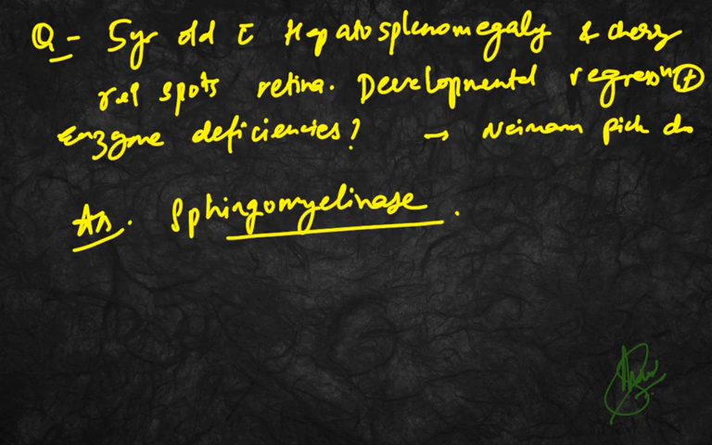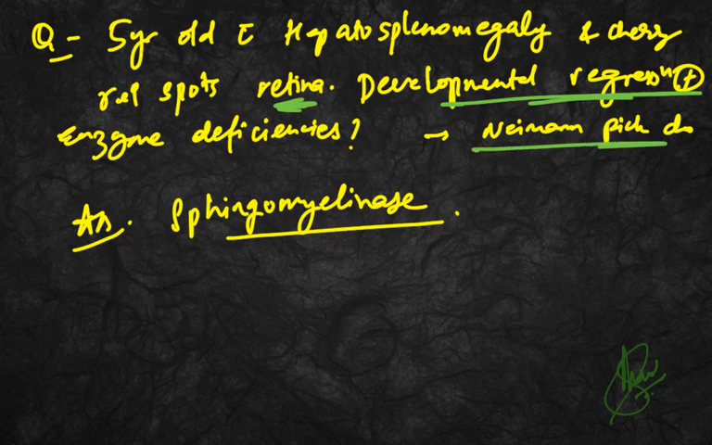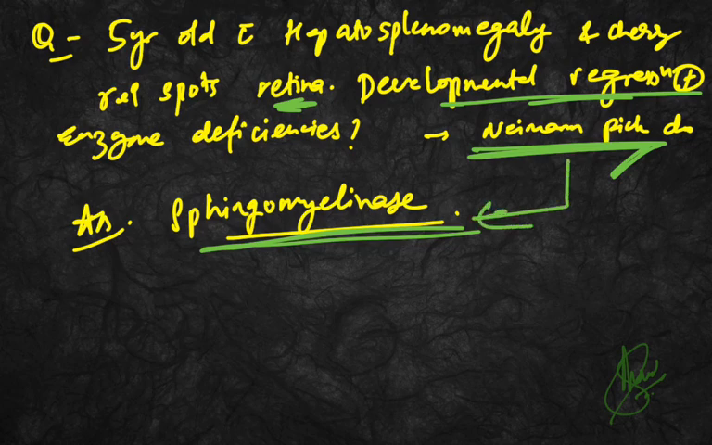Now a 5-year-old with hepatosplenomegaly and cherry red spots in the retina, developmental regression is present. Which enzyme deficiency? You have to pick up the disease first, that is Niemann-Pick disease, which is responsible for all these things. Previously they would ask directly which disease, now they are asking the enzyme. So you have to understand the disease and the symptoms, then you will get the disease, then you will get the enzyme. Sphingomyelinase will be the answer.